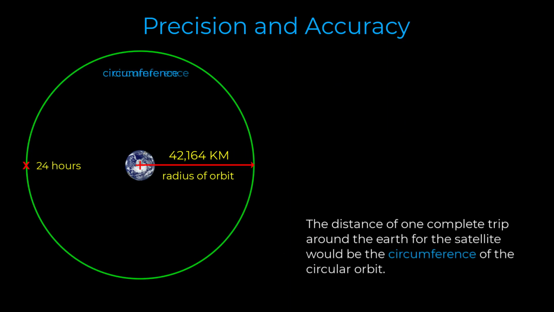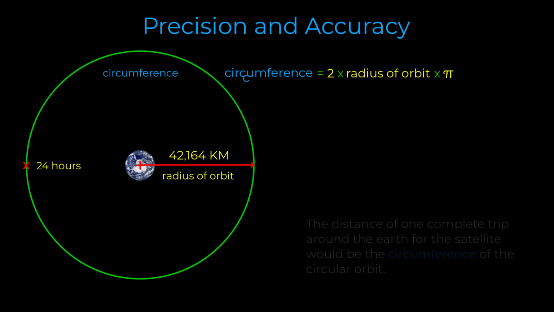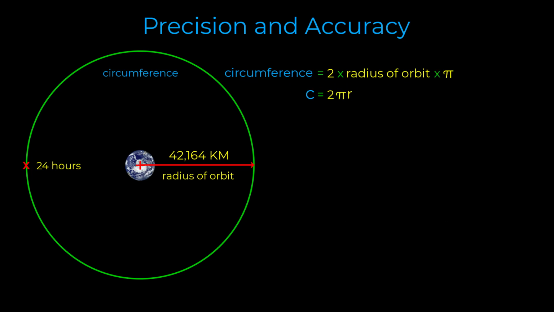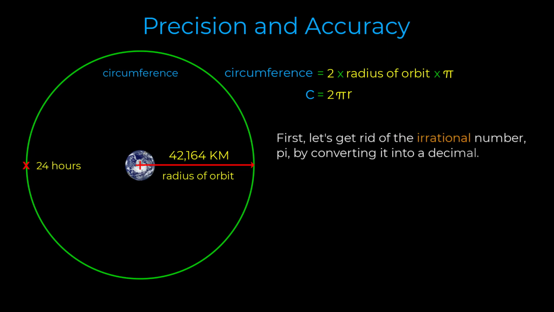The distance of one complete trip around the Earth for the satellite would be the circumference of the circular orbit. Here is the equation for calculating the circumference of a circle with a known radius. It is twice the radius times the irrational number pi. But I don't like irrational numbers. They make me uncomfortable. So one of the first things I decide to do is convert pi to a decimal.